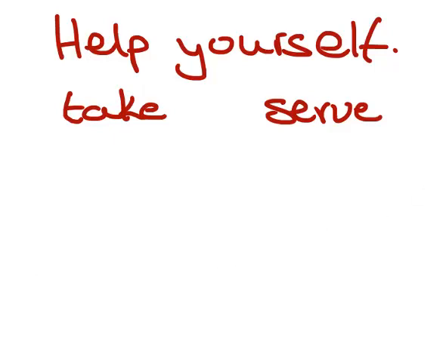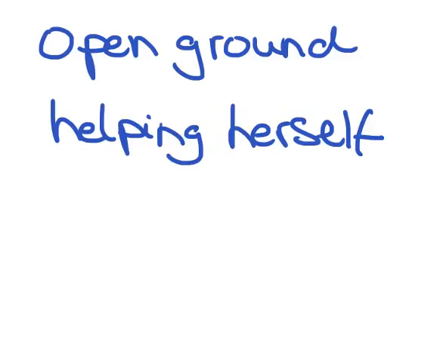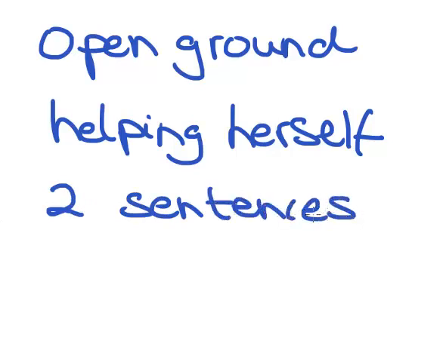What is your task for this week? I want you to use the following phrases in two sentences of your own so that you show you understand the meanings. And the two phrases are open ground and helping herself. You are going to write two separate sentences. Don't try to use both the phrases in one sentence. But I want you to show the meanings.